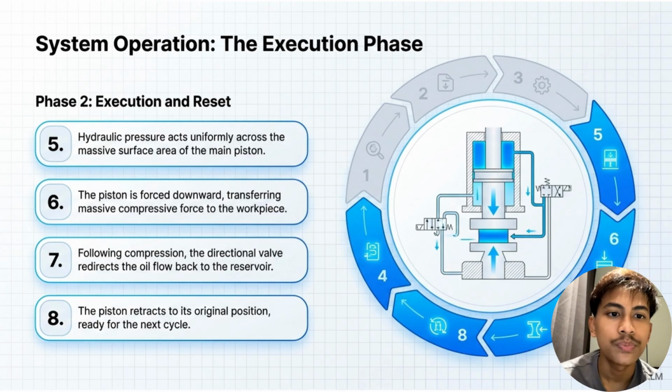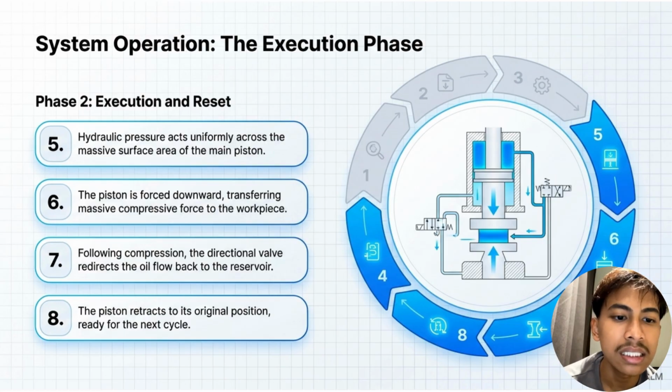Next, I will explain the second phase, which is the execution and reset phase. So, step 5, the high pressure hydraulic oil enters the hydraulic cylinder and acts uniformly on the large piston. Because the piston has a large surface area, it generates a high output force. For the sixth step, this force pushes the piston downward, transferring a large compressive force to the workpiece.